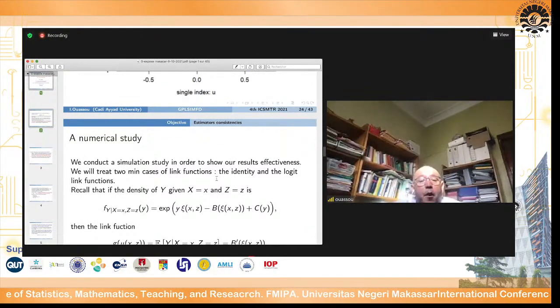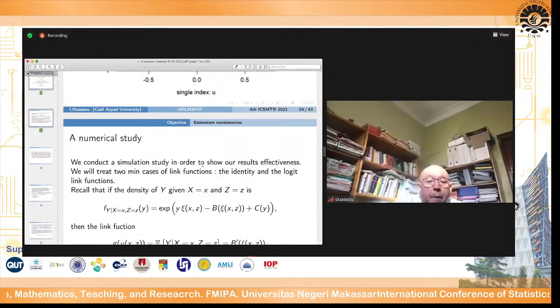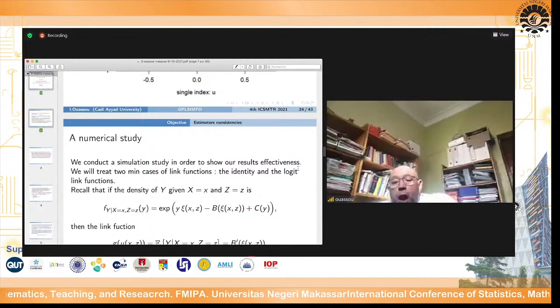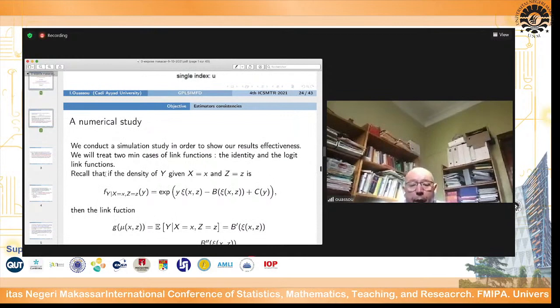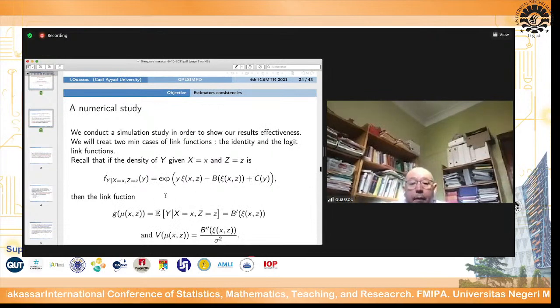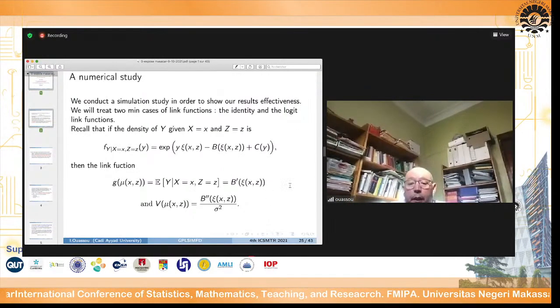To finish my result, I want to give you some numeric study for eta, delta and beta. We conduct a simulation study in order to show our result's efficacy. We will treat the mean case of the link function, the identity and the logit link function. We give two functions for our numerical study. First, I calculate: if the density of Y given X and Z is a family of canonical exponential, then the link function G is equal to the expectation of this quantity.